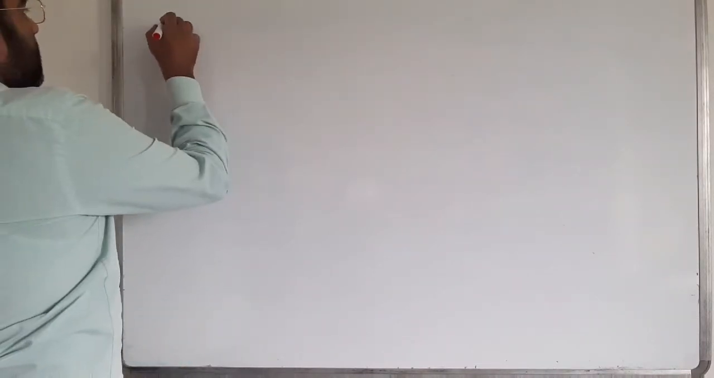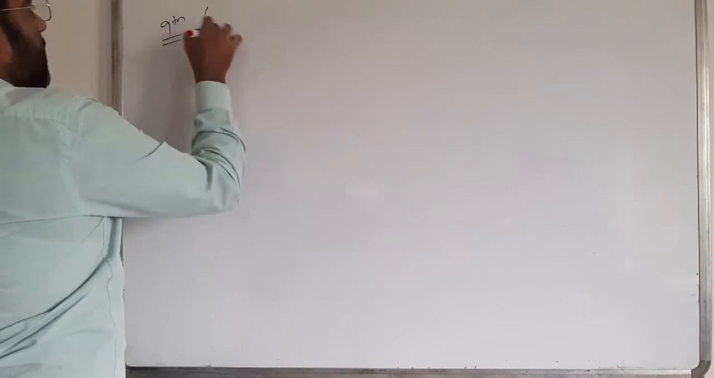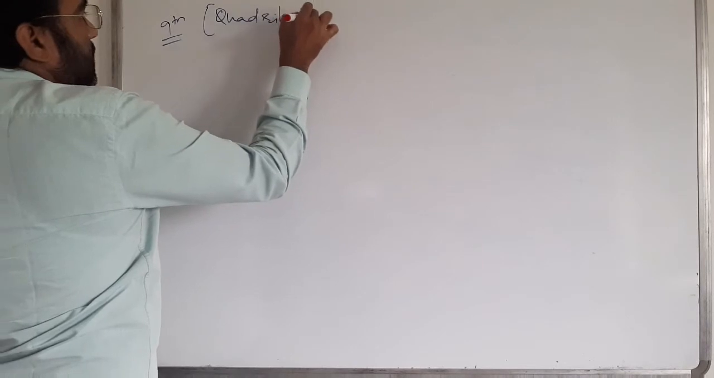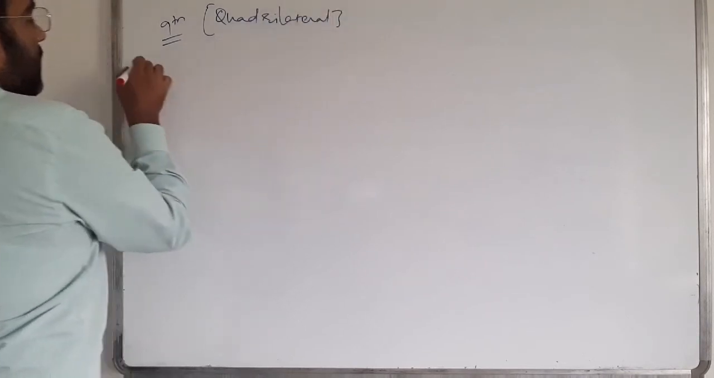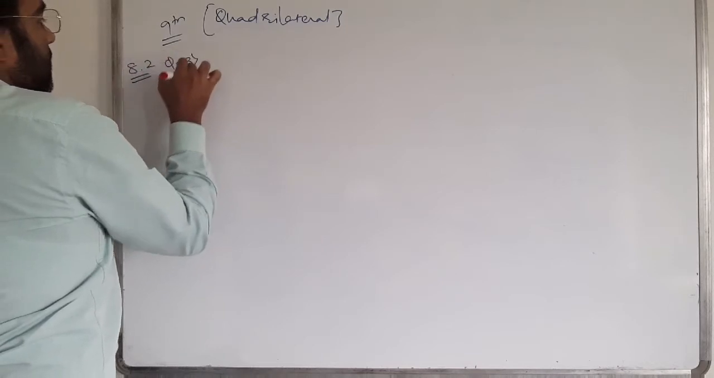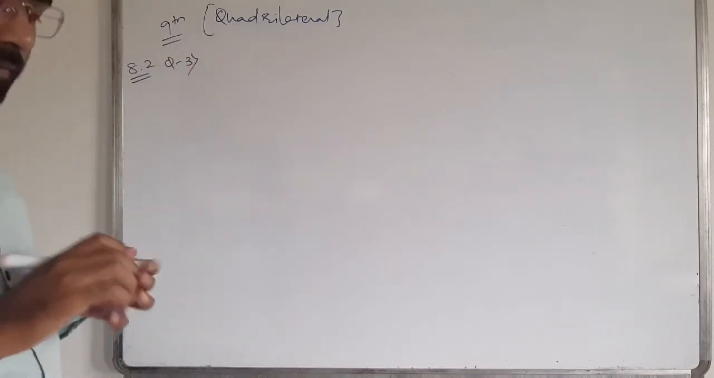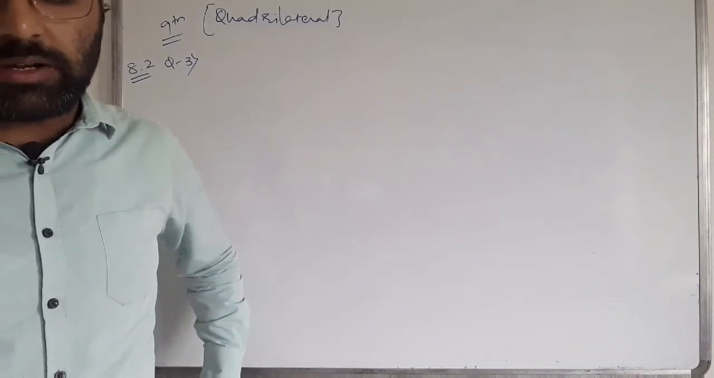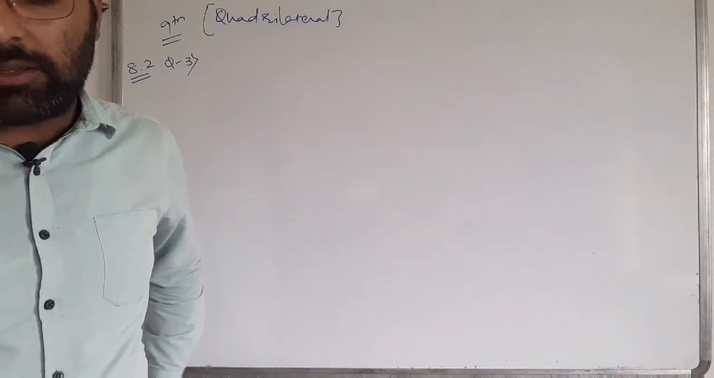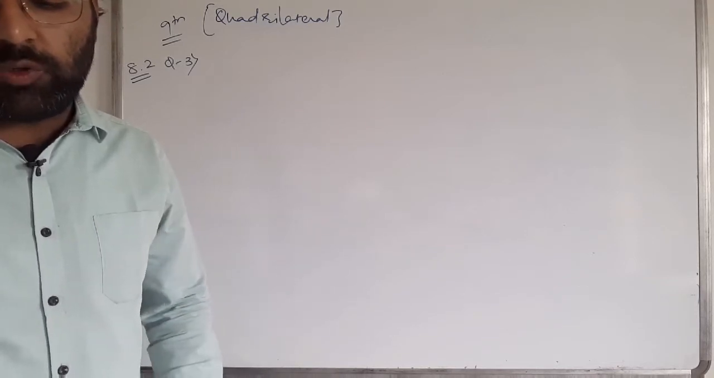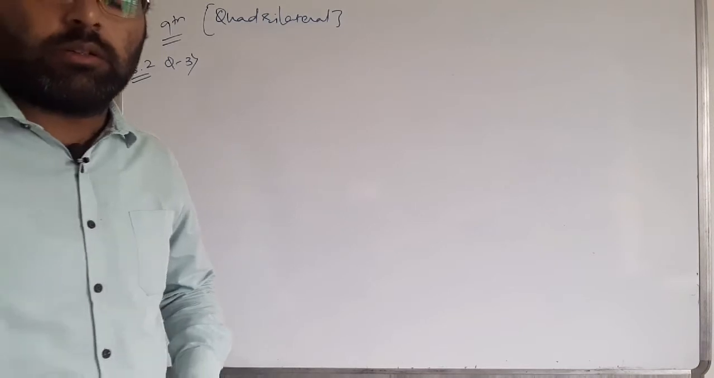For standard 9, the name of the chapter is Quadrilaterals, exercise 8.2, question number 3. Question number 3 says that ABCD is a rectangle and P, Q, R and S are the midpoints of the sides AB, BC, CD and DA respectively. Show that the quadrilateral PQRS is a rhombus.